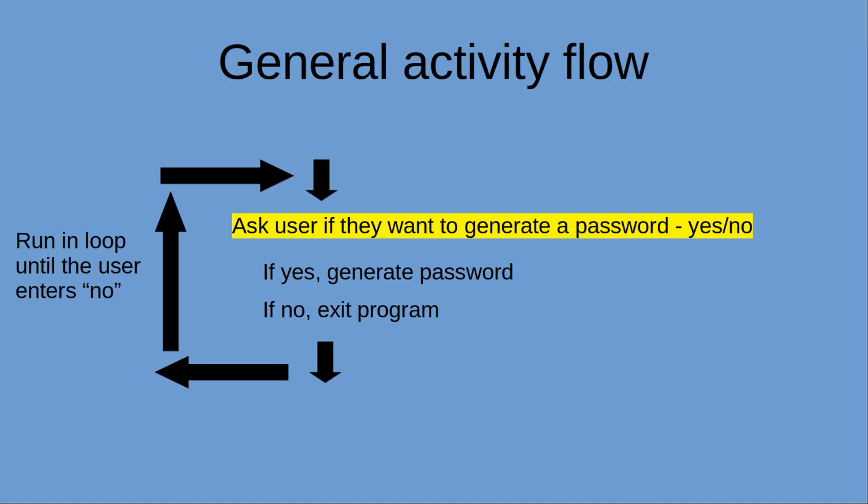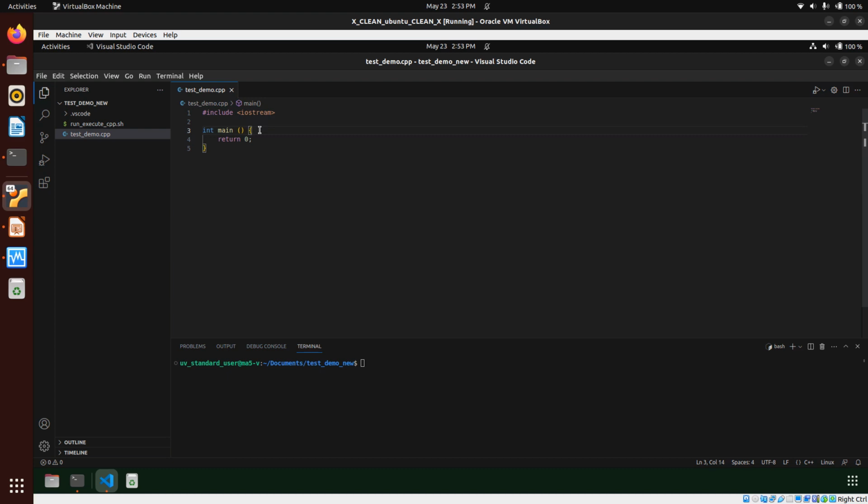Alright, so I'm going to start with this part, which asks the user whether or not they want to generate a password. So, how do I do that? Well, first I have to get the user input. Then, once I've done that, I have to check if the user has entered yes or no. Now, before checking, the input has to exist first. So in other words, it has to be saved.